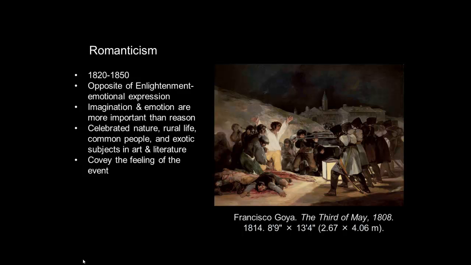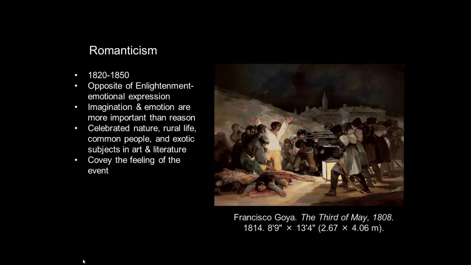We also have the development of Romanticism, which starts around 1820 and is pretty much the opposite of the Enlightenment. It's based more on emotional expression. They believed that your imagination and emotions are much more important than being rational or being able to reason. So a lot of times they wanted to convey the feeling of the event. Instead of depicting what actually happened, they would depict the feeling they were left with after an event.